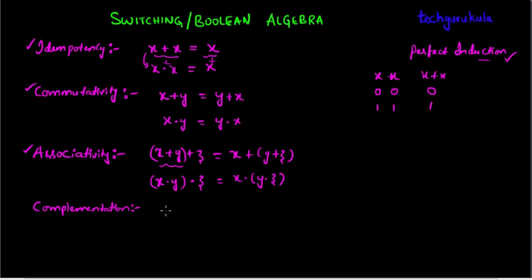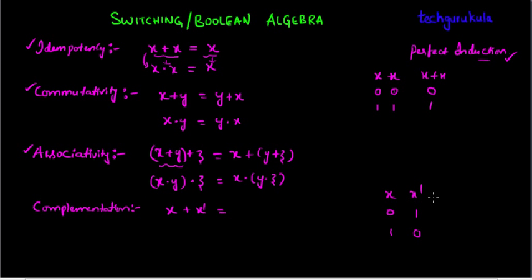Okay, in this, if you have a variable and add this variable's complement to it, what will be the resultant? Okay, now let us see simply with the perfect induction method. If you have x and x bar, what will be the resultant? If x is 0, x bar will be 1, right? Complement of it. So if x is 1, you'll have x bar as 0.